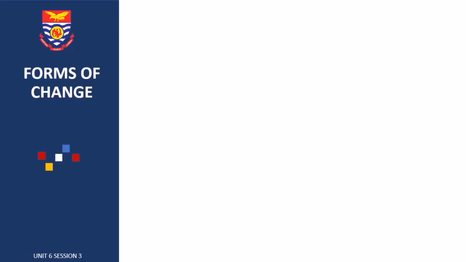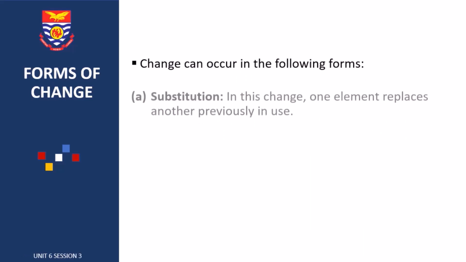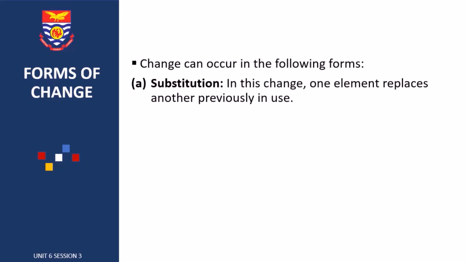A change can come in different forms. Let us look at some of them. First, substitution. In this change, one element replaces another which was previously in use. And so the new change or innovation becomes what? A substitute. Examples include introducing new textbooks and new equipment, or replacing teachers and administrators.